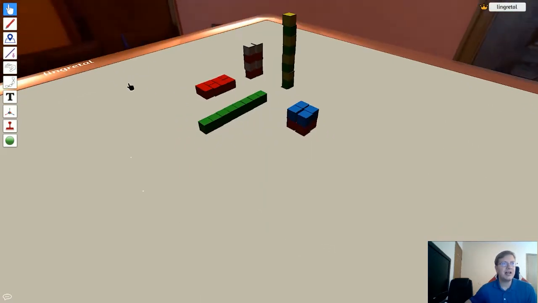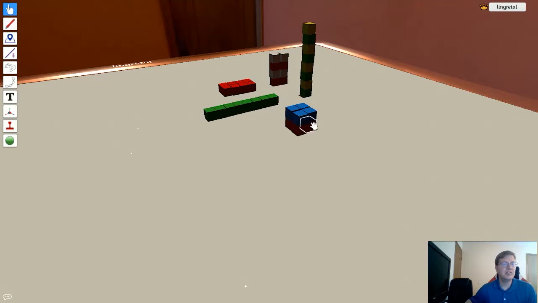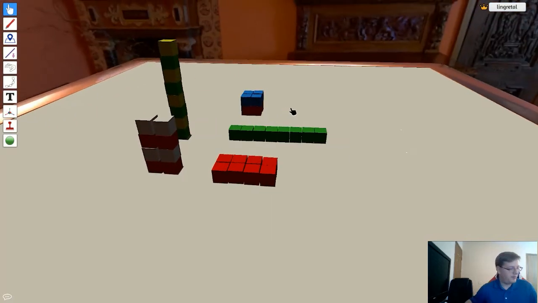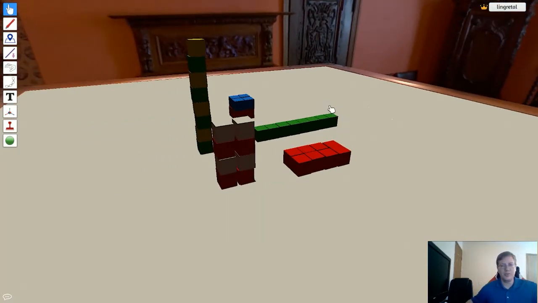And then the last option that we could do would be to take 4 blocks, make them into a square, and then stack them on top of each other. So we would have a 2 by 2 by 2 rectangular prism for that.